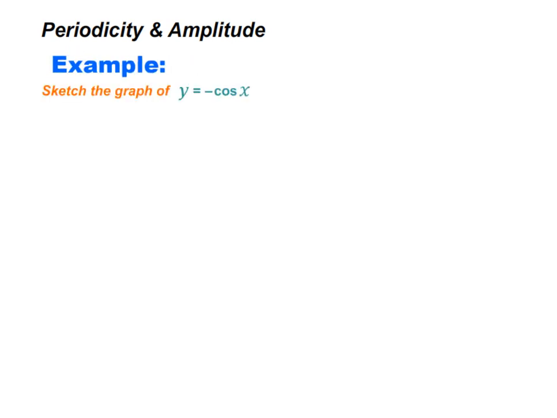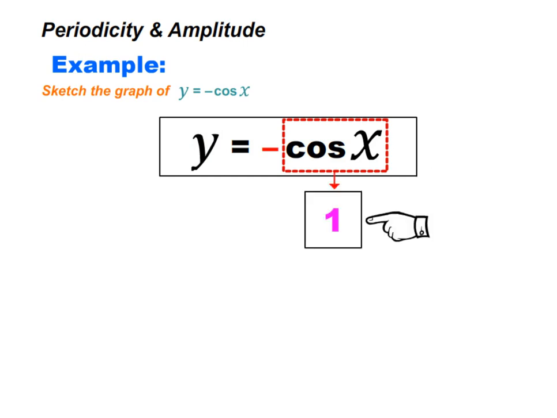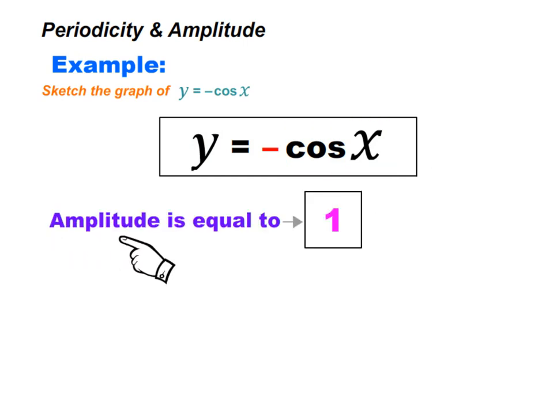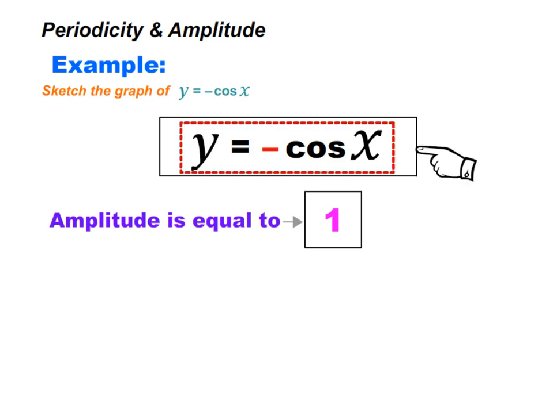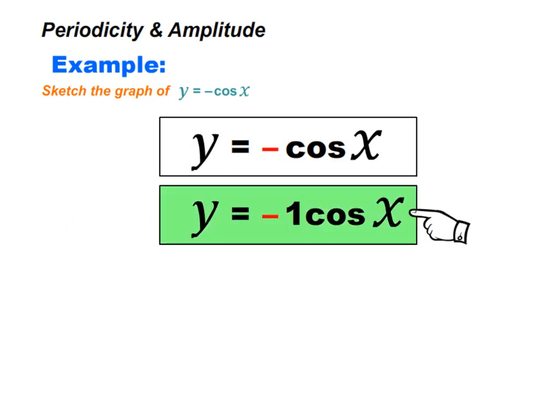Let us have a look at another example. In this example, we want to sketch the graph of y is equal to negative cos x. Look at this equation. Y is equal to negative cos x. Next to cos x, we can put a 1. This means our amplitude is equal to 1. Y is equal to negative cos x will now become y is equal to negative 1 cos x.